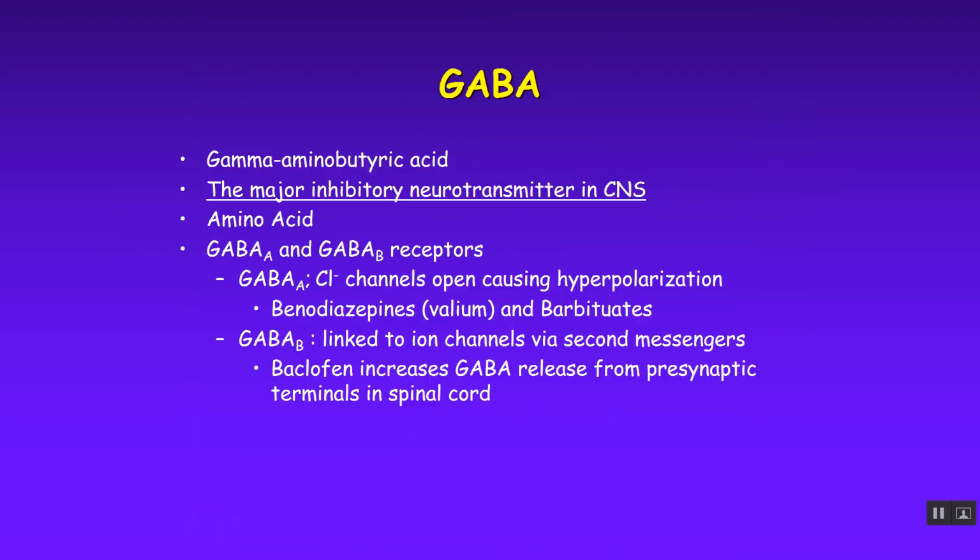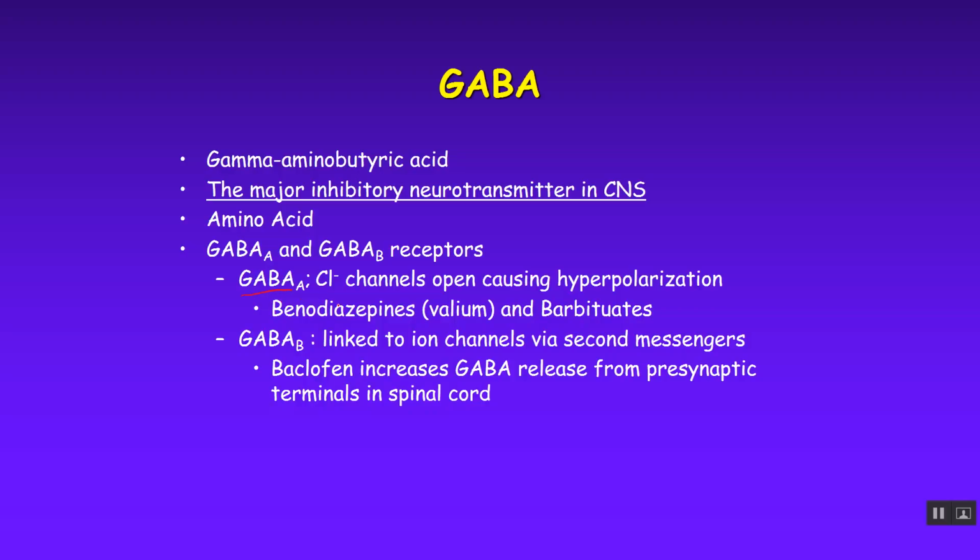GABA, gamma aminobutyric acid. It is the major inhibitory neurotransmitter used in the CNS. It's a fast-acting neurotransmitter in the CNS. It's an amino acid. It will bind typically to two different types of receptors, either GABA A's or GABA B's. GABA A receptors, you have a greater number of GABA A receptors in the brain, and then in the spinal cord you have a little bit greater number of GABA B's.